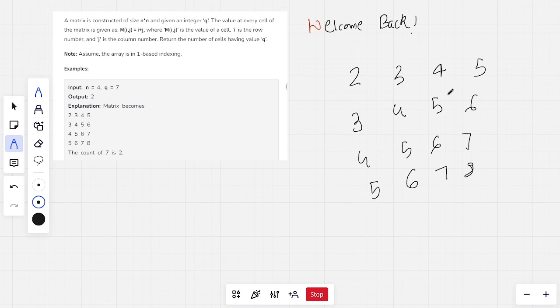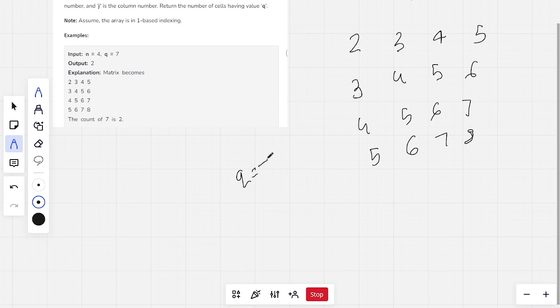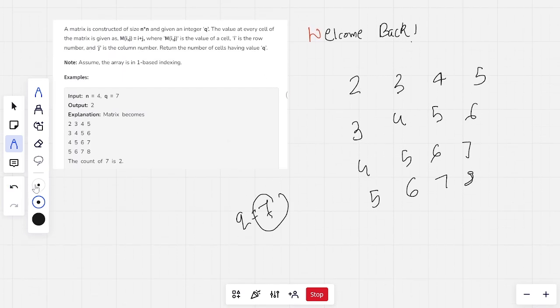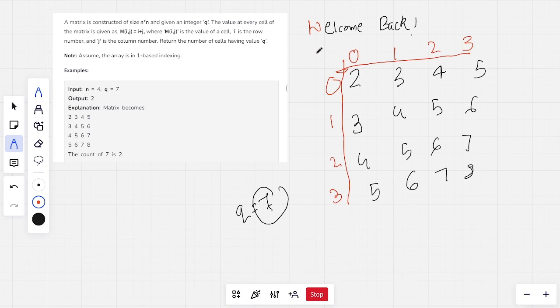So what I have to basically do is, they will be giving me a number, say for example q equals 7. The matrix is formed in such a way, so I'm just going to quickly mark the rows and columns of this particular matrix in red. So this is 0, 0. If I mark the matrix elements as 0, 1, 2, 3, then 0, 1, 2, 3. So for this particular matrix, at 0, 0, it is 2.